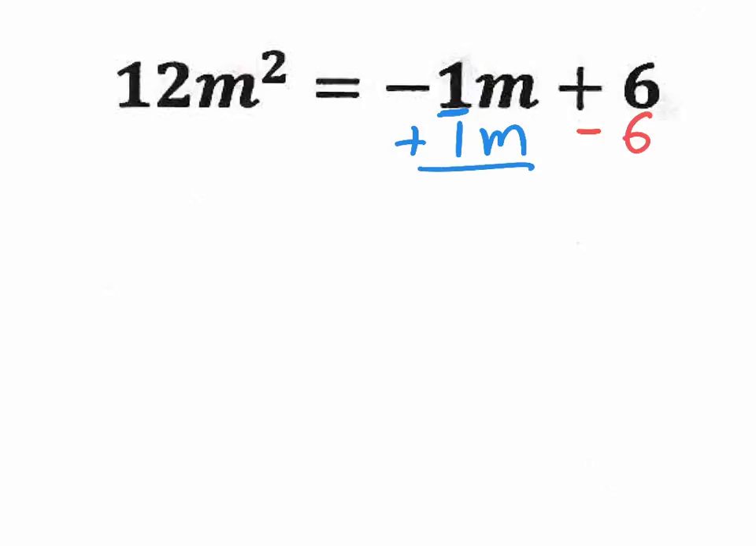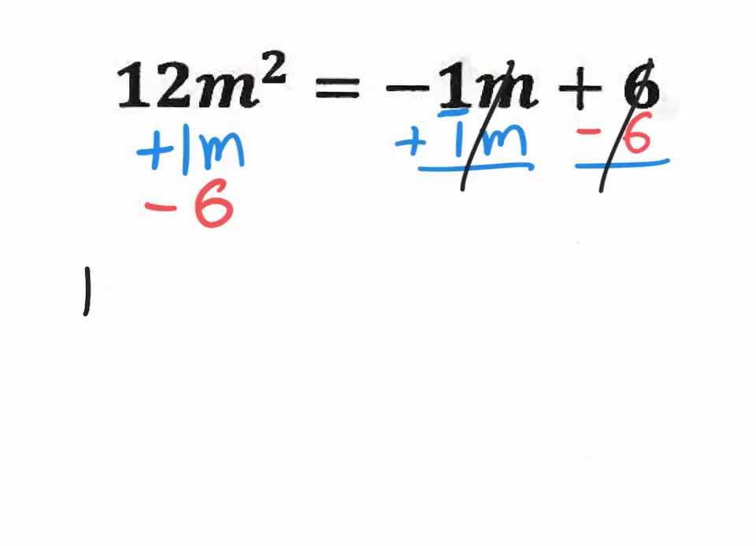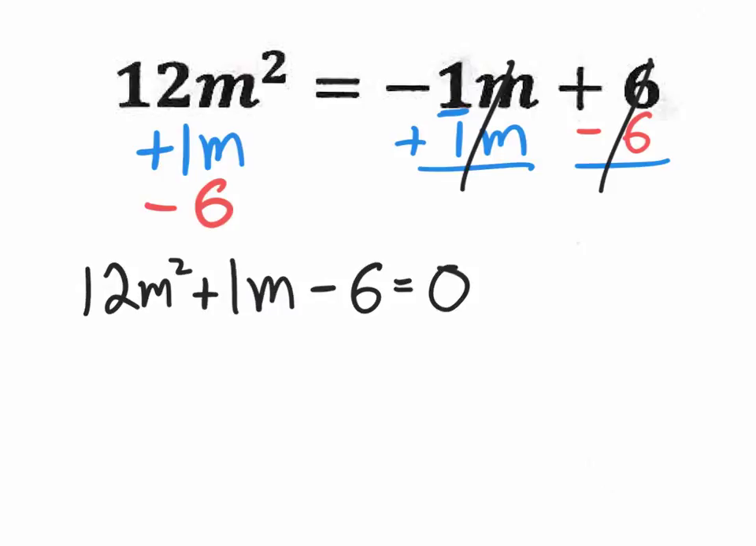Anyway, yeah, these guys would cancel out here and there, but what you do to one side, you must do to the other. So I'm going to add the 1m over here, and I'm also going to subtract 6 over here. But of course, I cannot add m squared plus m, or m take away 6. They're all different terms, so all I could do is rewrite it. 12m squared plus 1m minus 6 equals 0.